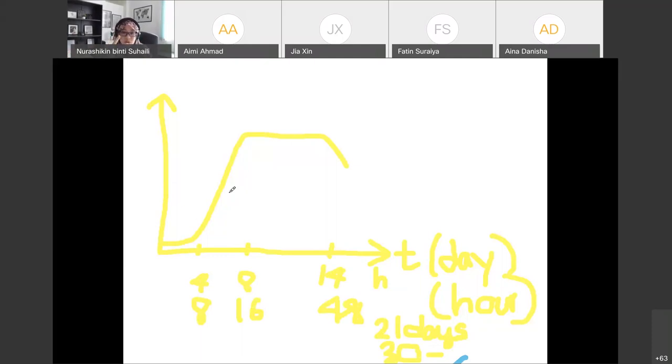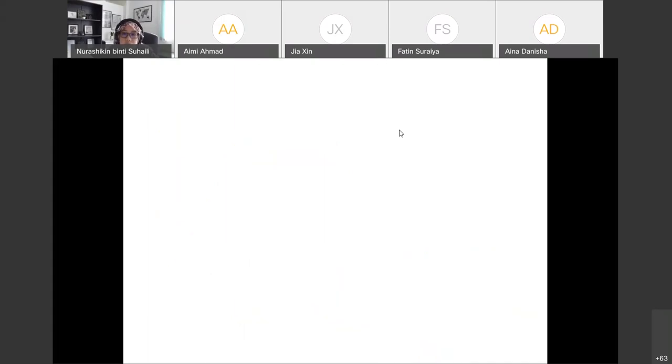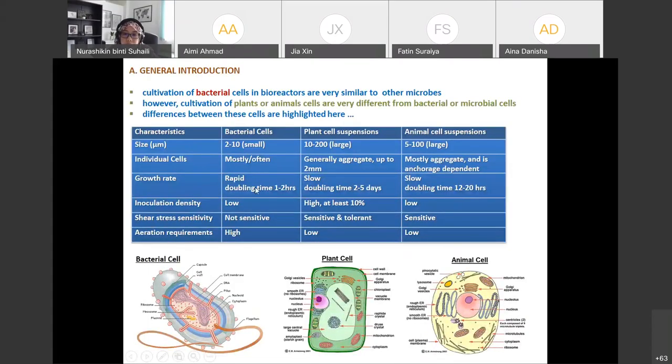So it's very important for you to know the significance of this growth profile, what it actually means, and how it applies. So I'm stressing the difference in terms of the duration between one organism and another. And it depends actually on the doubling time. So you can see here, the doubling time will influence the growth profile, the duration of the cultivation.